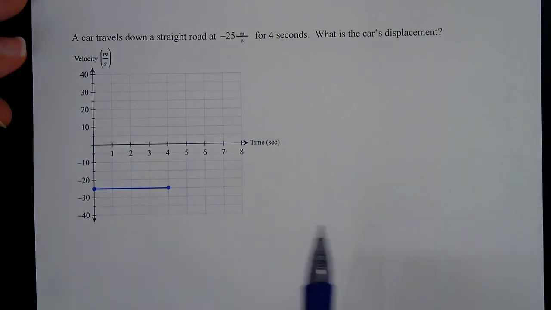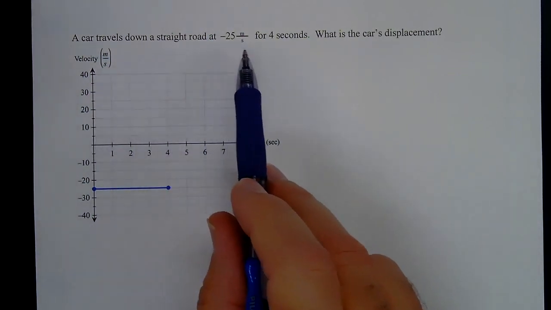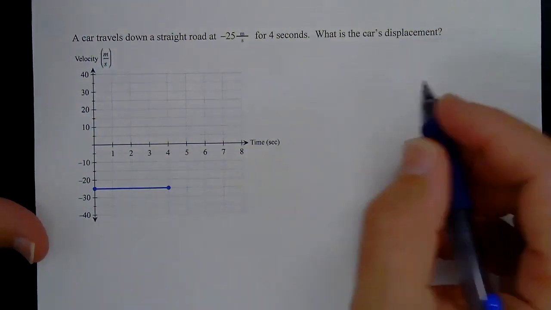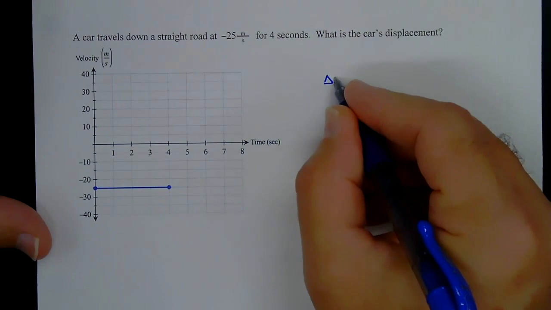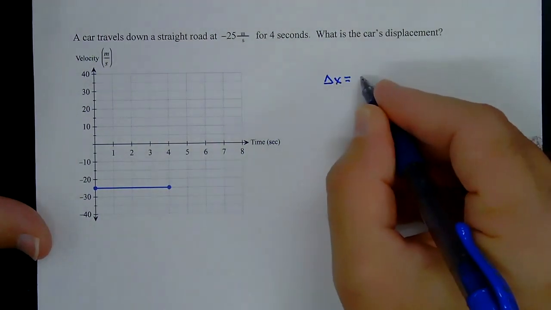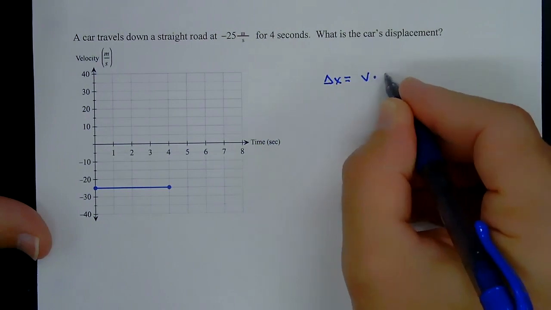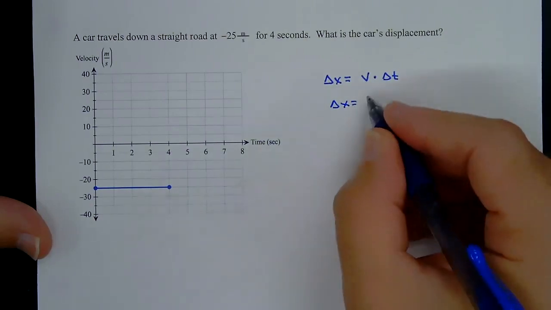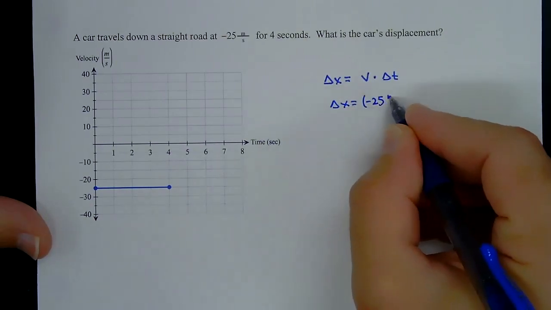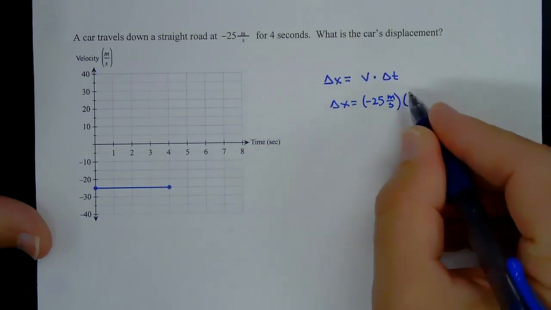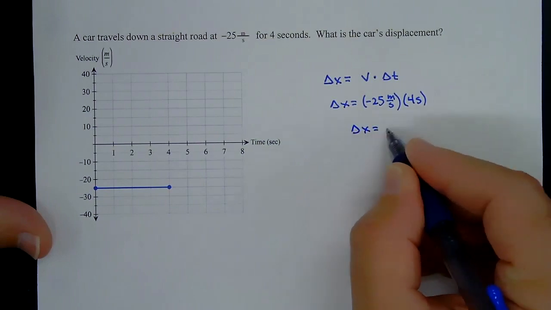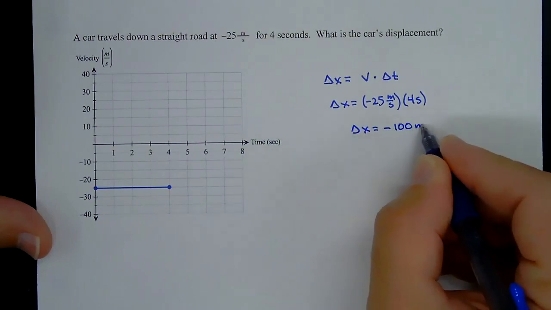For this one, a car travels down a straight road at negative 25 meters per second for 4 seconds. Same scenario, but instead we're going to the left. We can still do it just by the formula. Our displacement is equal to our velocity times our change in time. So our displacement would be negative 25 meters per second times 4 seconds. This time our displacement would be negative 100 meters.